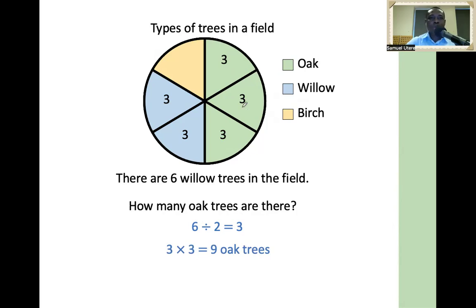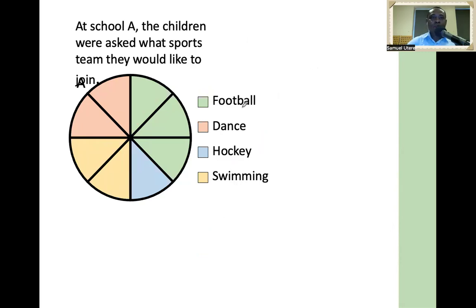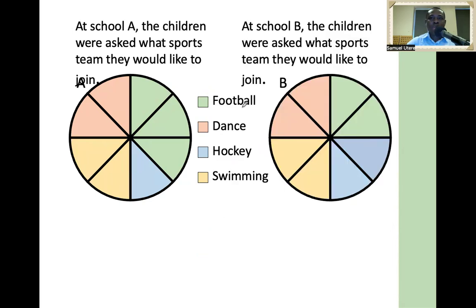Okay, let's do some further learning. At school A, the children were asked what sports team they would like to join. At school B, the children were also asked what sports team they would like to join. And the key tells you what each part of the pie chart represents.